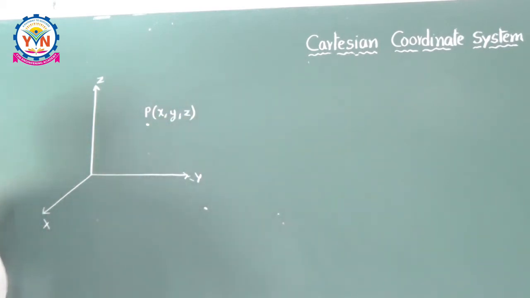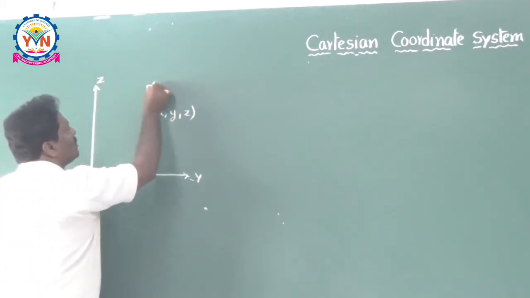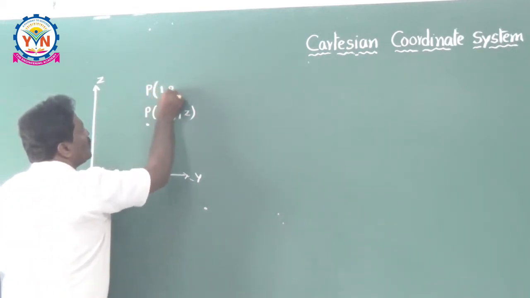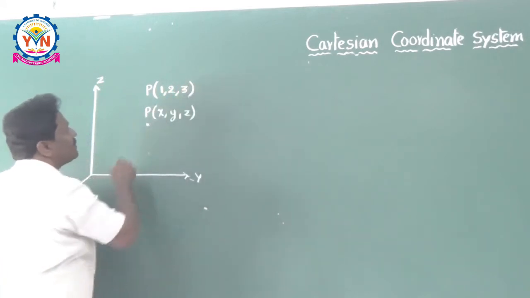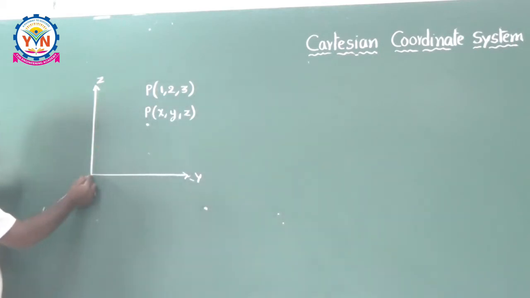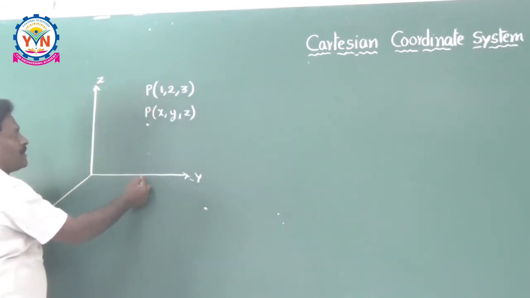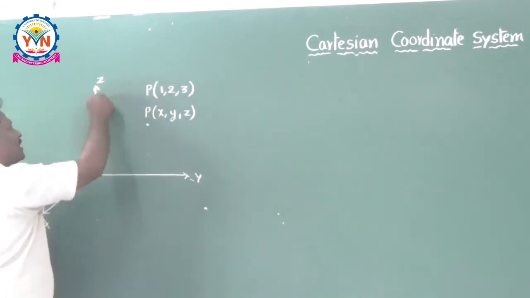For example, if I say the point P is (1, 2, 3), what is the meaning of this? The point P is 1 unit distance along the x-axis, and 2 units along the y-axis, and 3 units along the z-axis, like this.